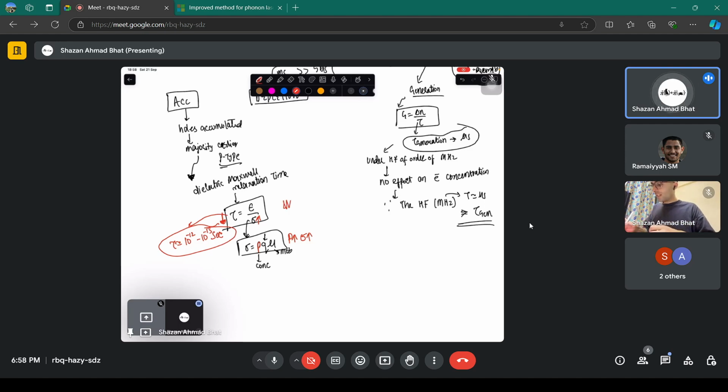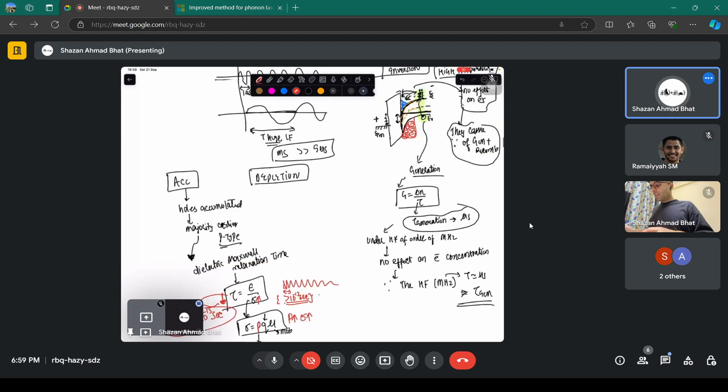Obviously, the high frequency should not be of the order beyond terahertz, as then other scenarios will come into the picture. But the time period of this signal should be of the order of, or greater than, 10 to the power minus 12 seconds.